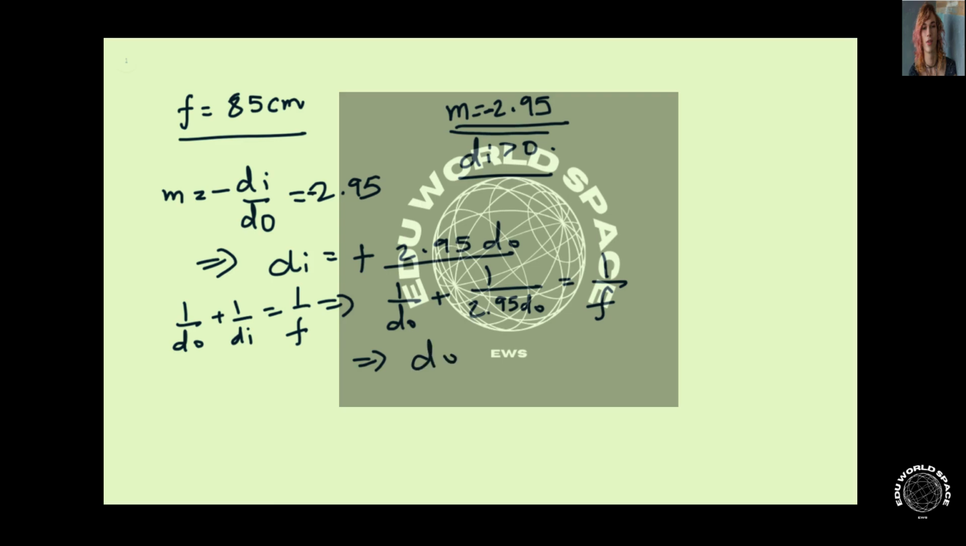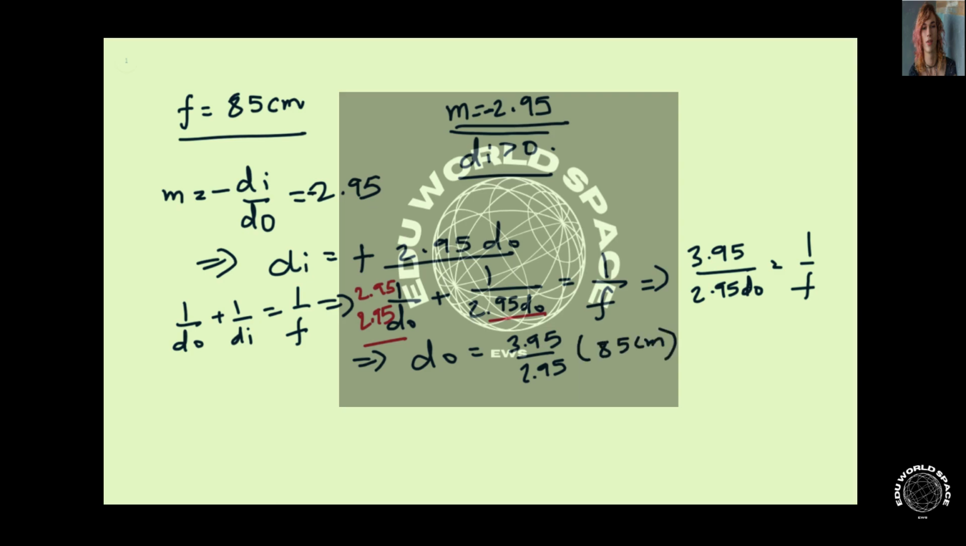which means object distance is simply, let's write in the step down, we can multiply and divide by 2.95 here to make the denominator same, and this gives us 3.95 divided by 2.95 dO is equal to 1 by f, which means dO, the object distance, is simply 3.95 by 2.95 times the focal length, which is 85 centimeters. So this turns out to be 113.8 centimeters.